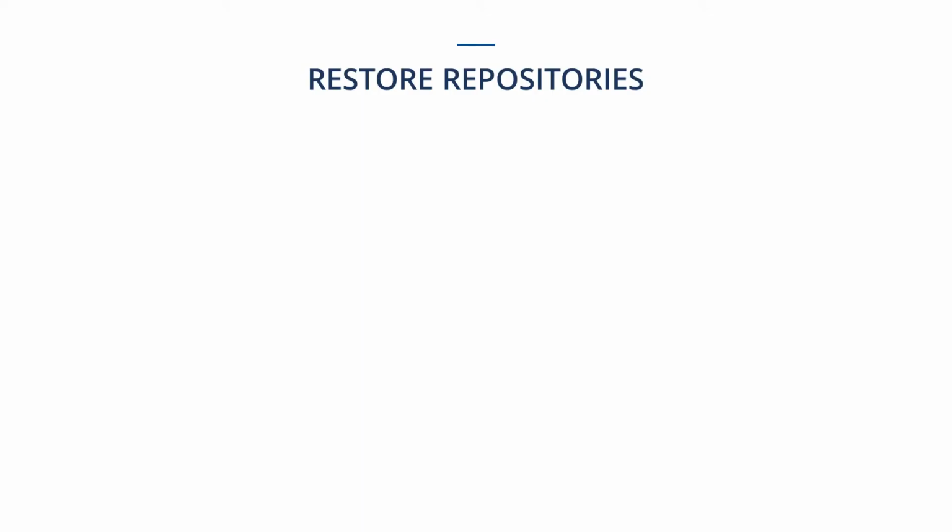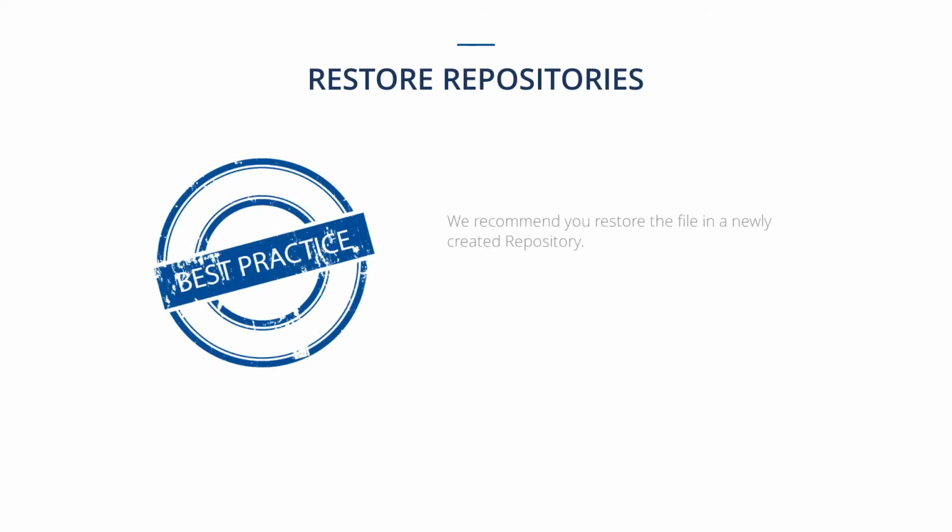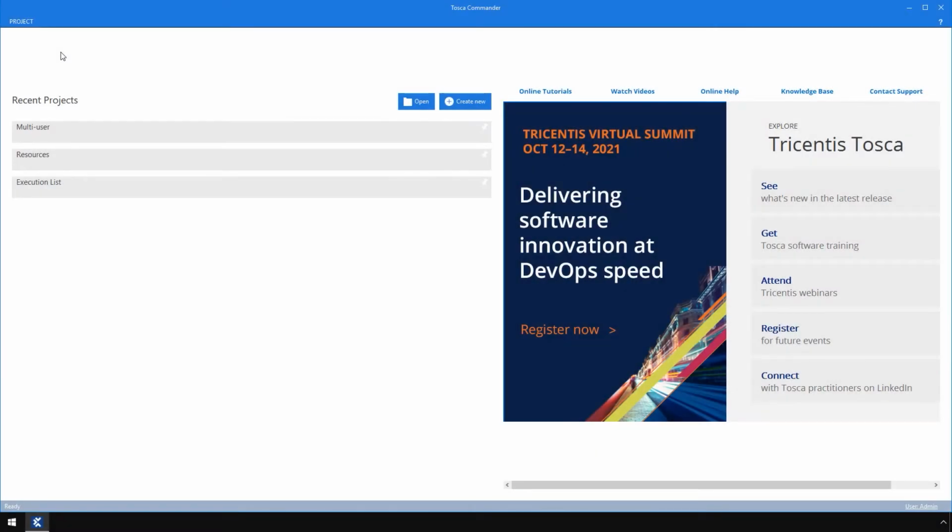When restoring a backed up repository, it is recommended that you restore it in a newly created repository. If you restore the file in an existing repository, Tosca will overwrite all the existing data. To begin with the restore process, open Tosca Commander and do not open any workspace.